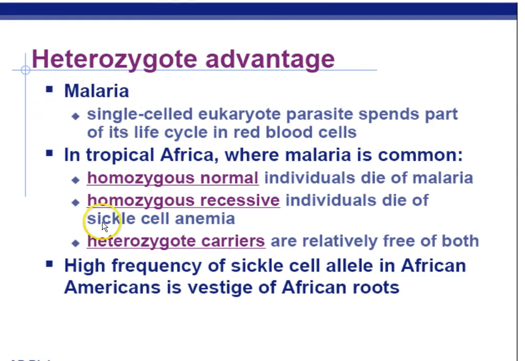Malaria doesn't infect the sickle cells, so if you get one of each, the heterozygotes have enough regular hemoglobin to keep themselves alive, and they have enough sickle cells to prevent them from getting malaria. So in places like Africa with malaria, they have an advantage. Homozygous normal folks die of the malaria. Homozygous recessive die of the sickle cell. But heterozygotes, they got something going for them.